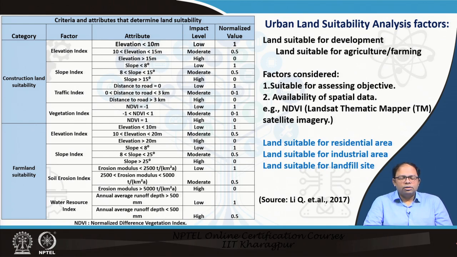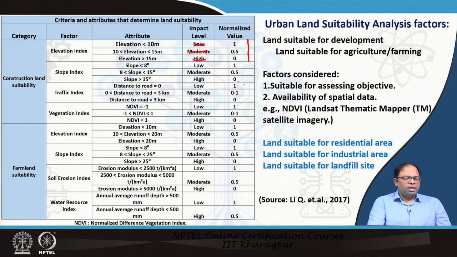So accordingly, the scores have been given. The impact values are like low, moderate, high, and so on. And accordingly, the normalized values are given. That is, low is 1, moderate is 0.5, high is 0. And similarly for traffic index, high is 0, moderate is between 0 and 1, low is 1. So better values have been given higher scores, and it has been normalized to put them all on the same page. All the values have been evaluated using the same scoring pattern.